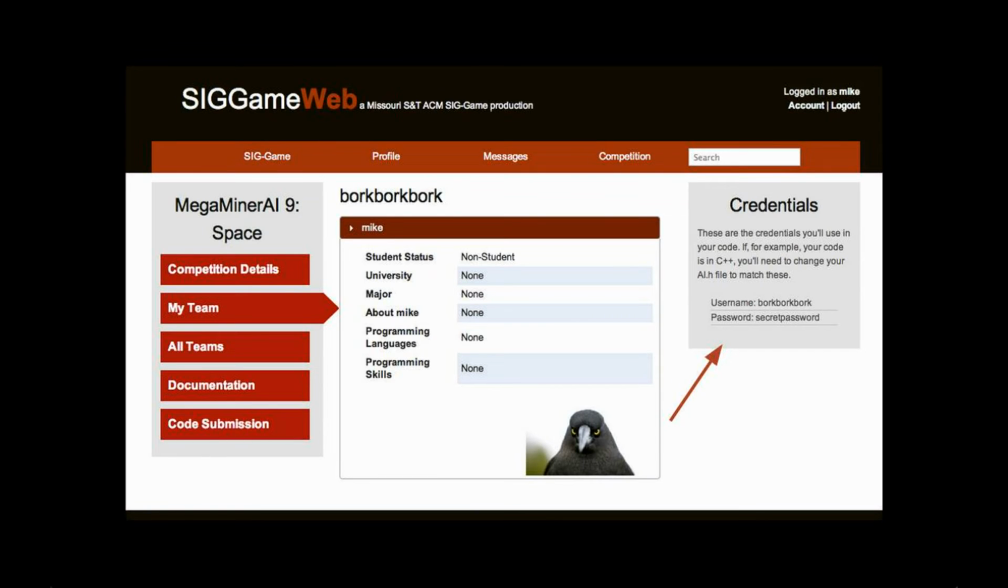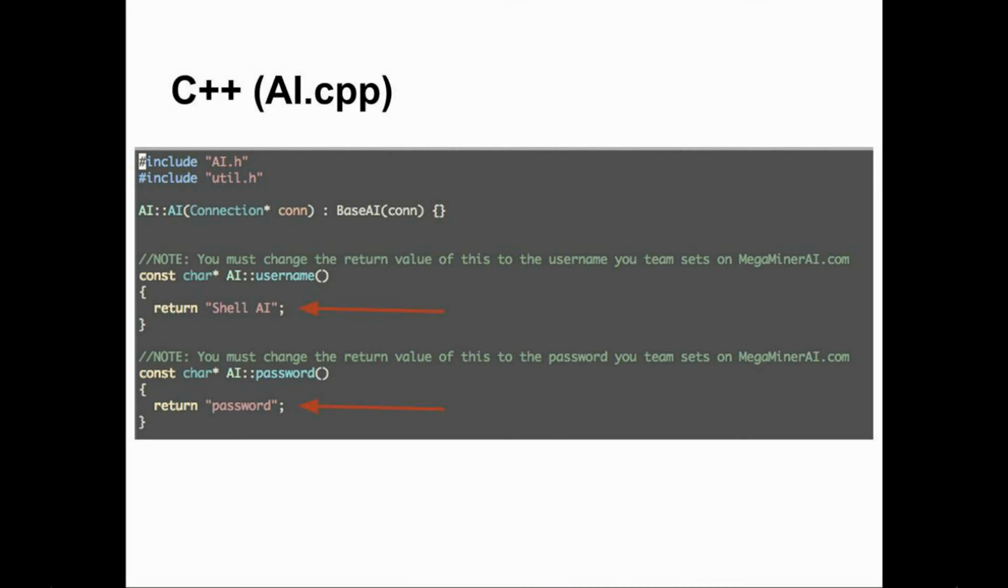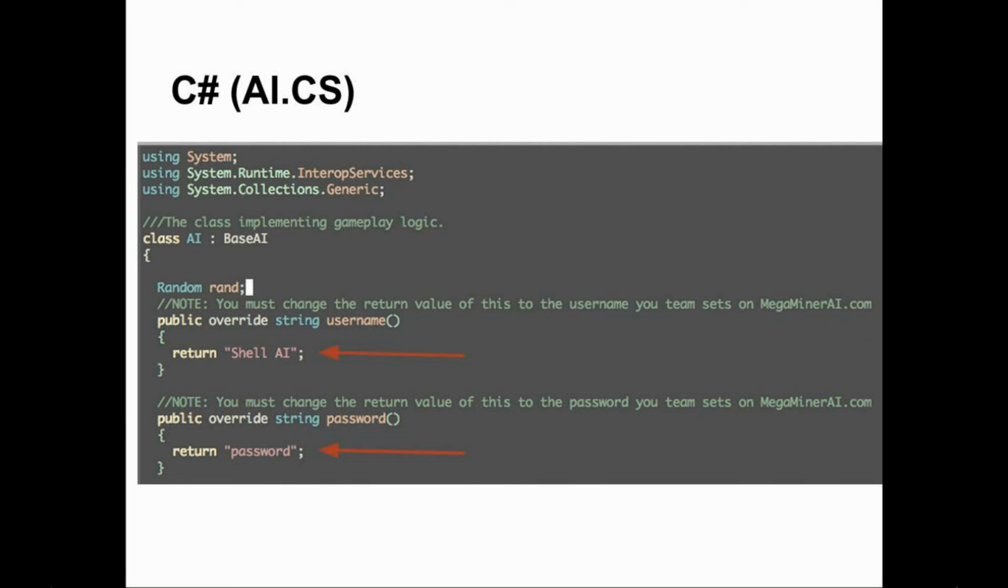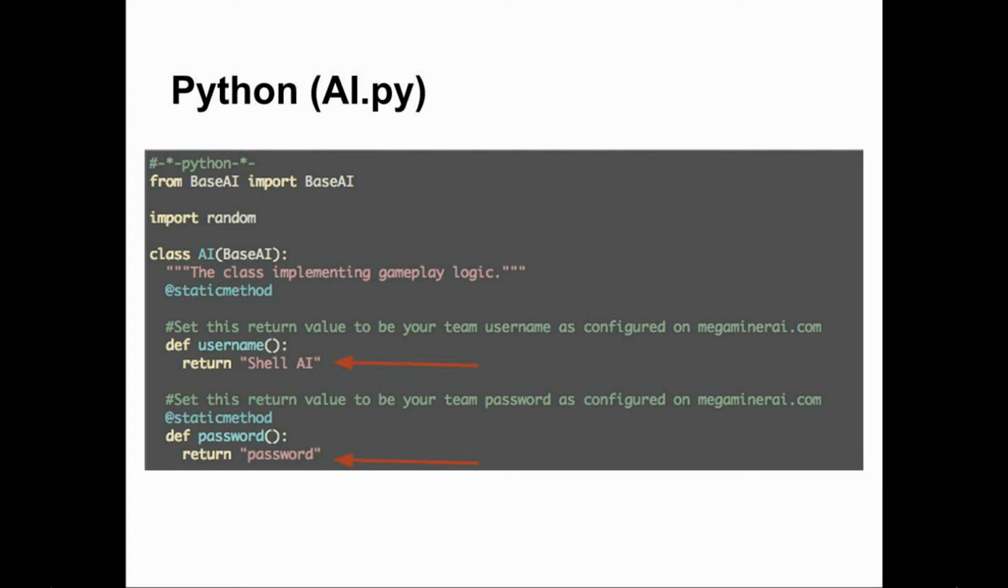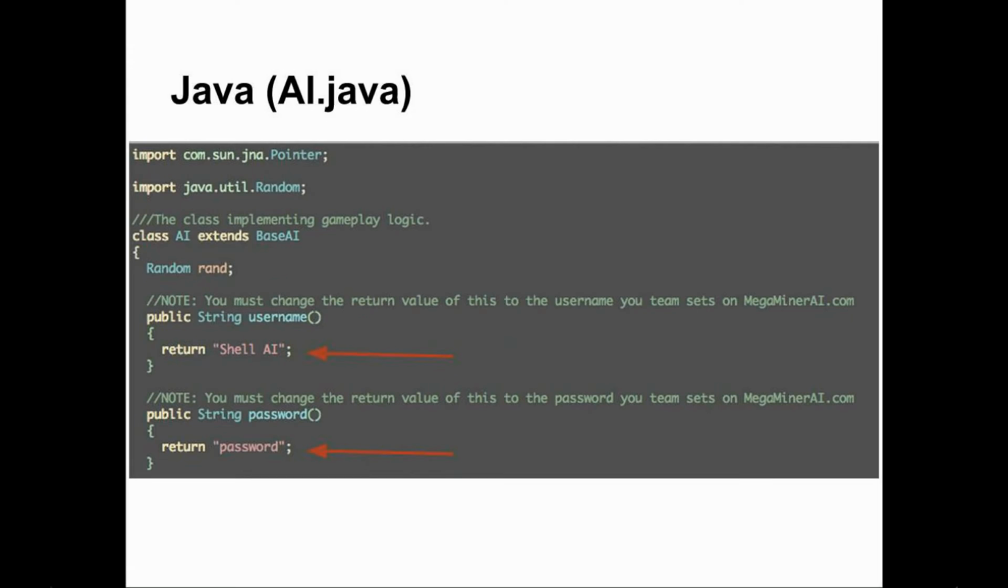The credentials that you enter are found on your team's page on the website. Here are my team's credentials. Since I'm using the C++ client, I need to edit ai.cpp and add my team credentials to these two functions. If you're using C#, open ai.cs and edit these two methods. If you're using Python, open ai.py and change these two methods. And finally, if you're using Java, open ai.java and change these two methods. If you're having trouble, feel free to ask a developer for help.